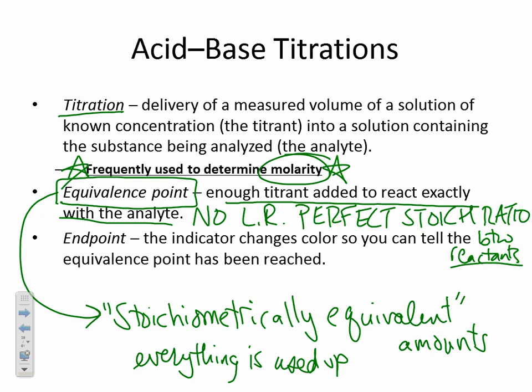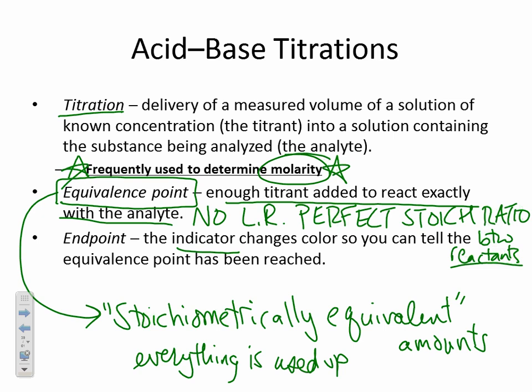But the thing about the equivalence point is you can't actually see it. I can't look at a beaker full of sodium hydroxide and hydrochloric acid and say, well, obviously the moles of HCl and NaOH are equivalent to one another. I can see that with my eyes. No, you can't. You cannot see that. So frequently we use an indicator.